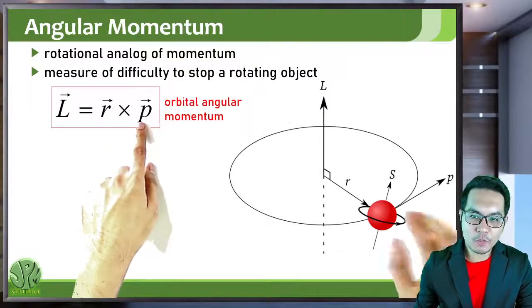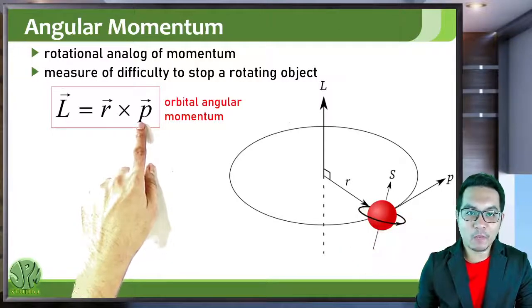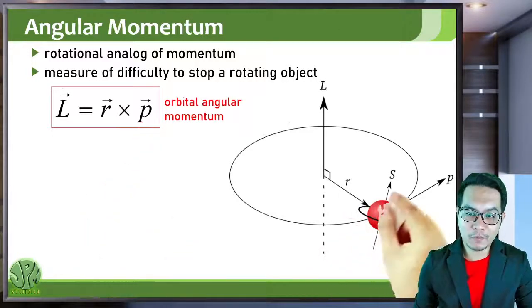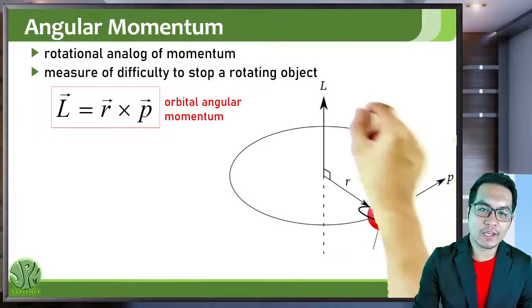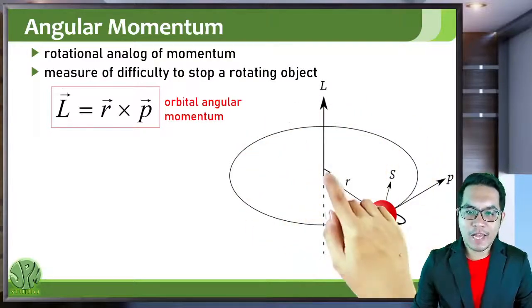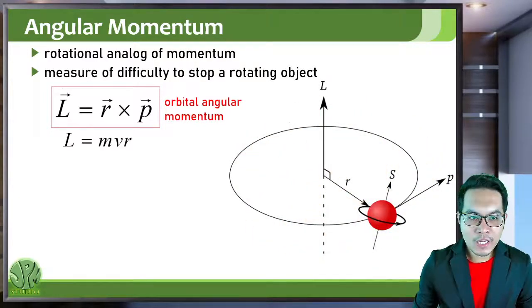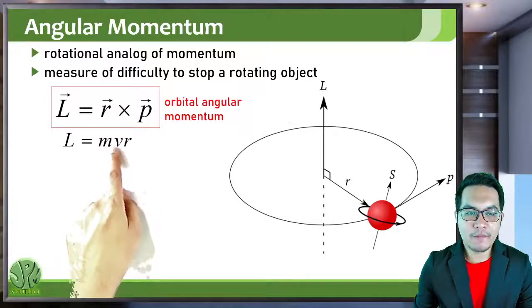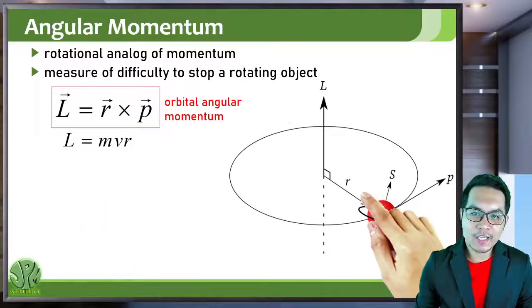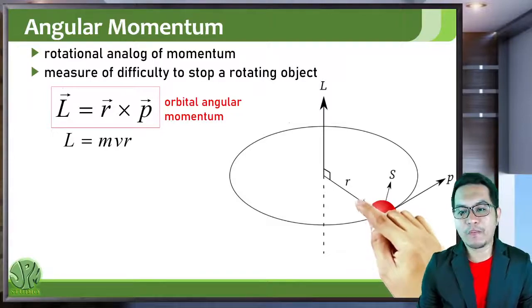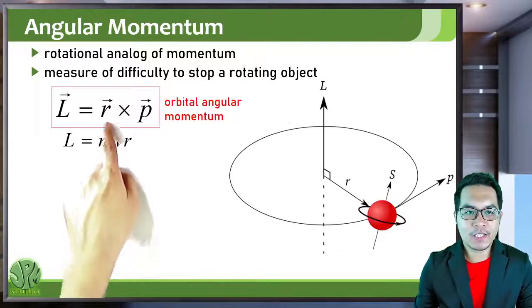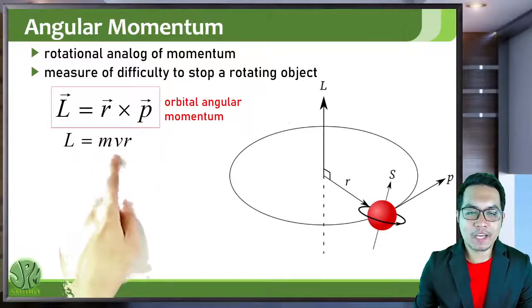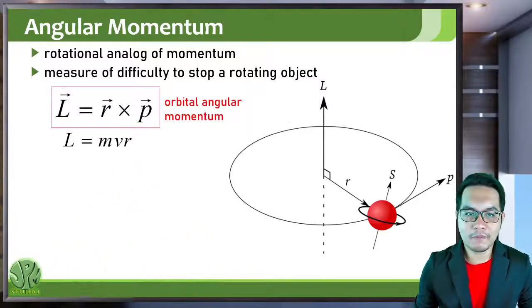In this case, we usually call this type of momentum orbital angular momentum, because the object is orbiting around the axis of rotation. The magnitude of this is, of course, mvr. For this case, the angle between the r vector and the p vector is 90 degrees, so it's just rp, where p is mass times velocity. So mvr.